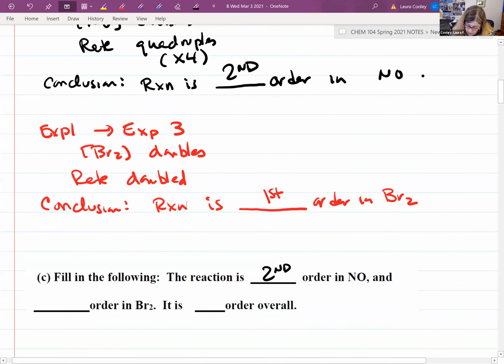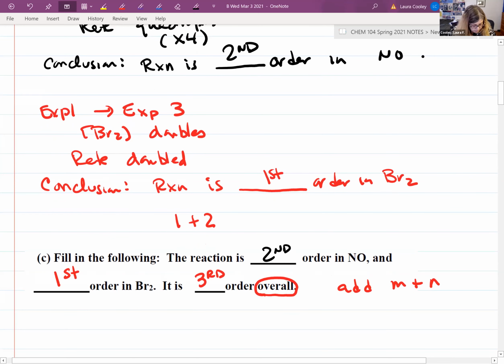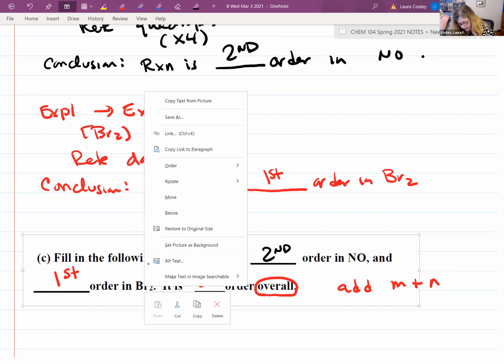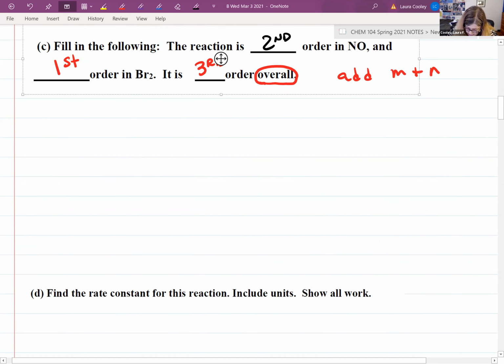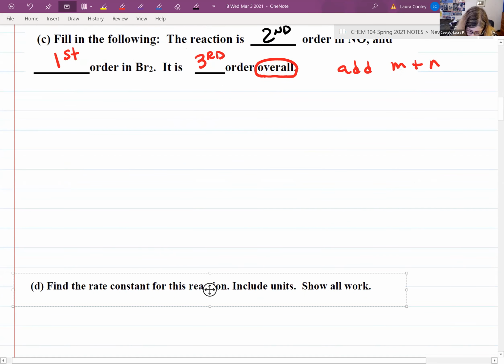So we know that it's second order in NO and first order in Br2. And just adding those two numbers together, we say it's third order overall. So we just add m and n together. Okay, so now the next part of the problem is, how do we find the rate constant? What is the rate constant for this reaction?